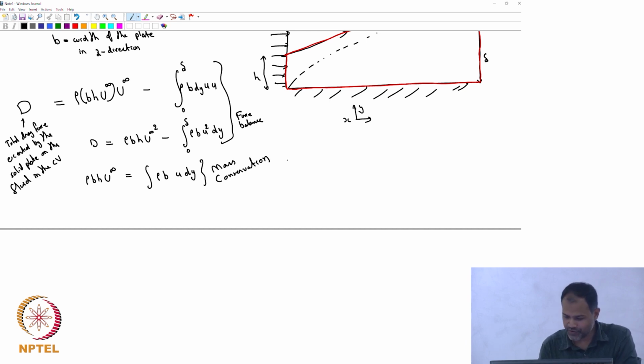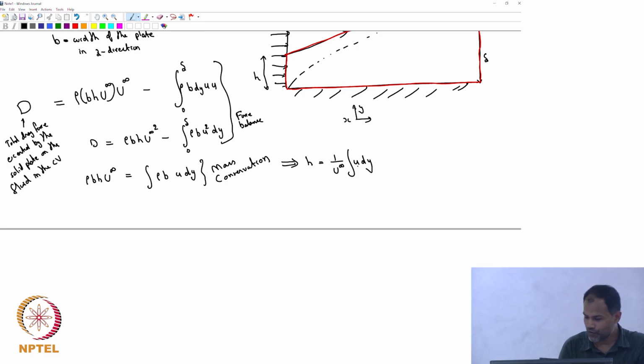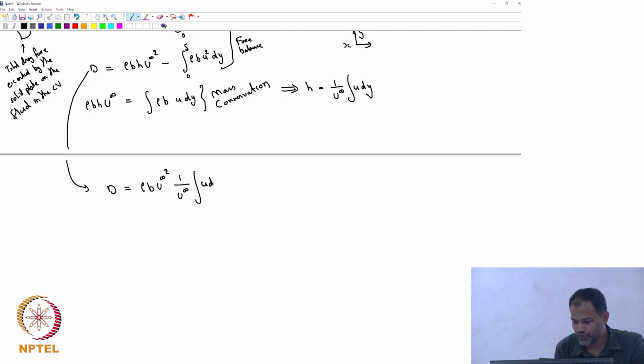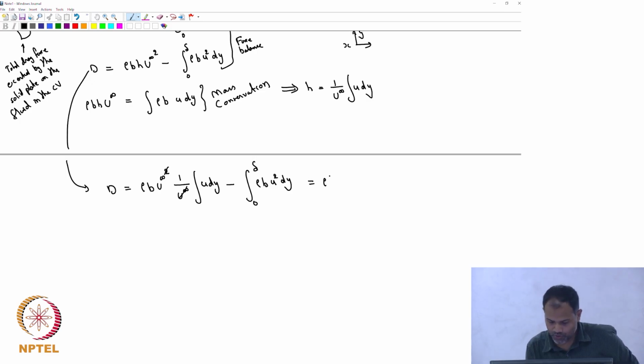So mass conservation, if you simplify, what do you get? H is equal to 1 by U infinity integral U dy. Take that and substitute into your force balance. D is equal to rho B U infinity square. Instead of H, I'll write 1 by U infinity integral U dy, minus the integral 0 to delta rho B U square dy.